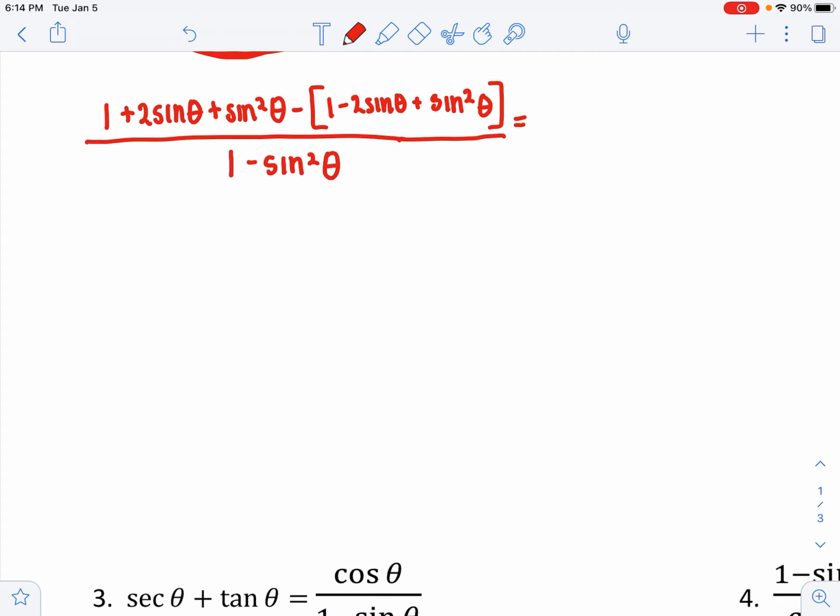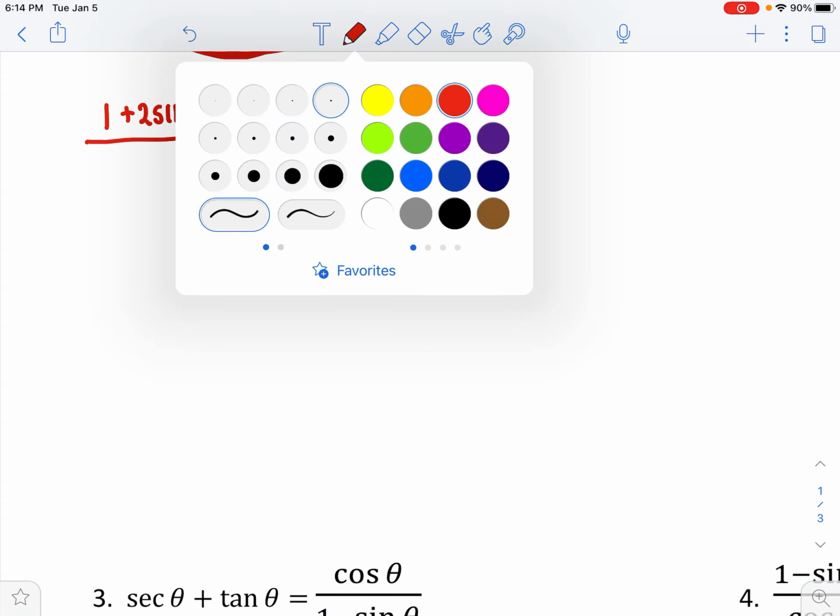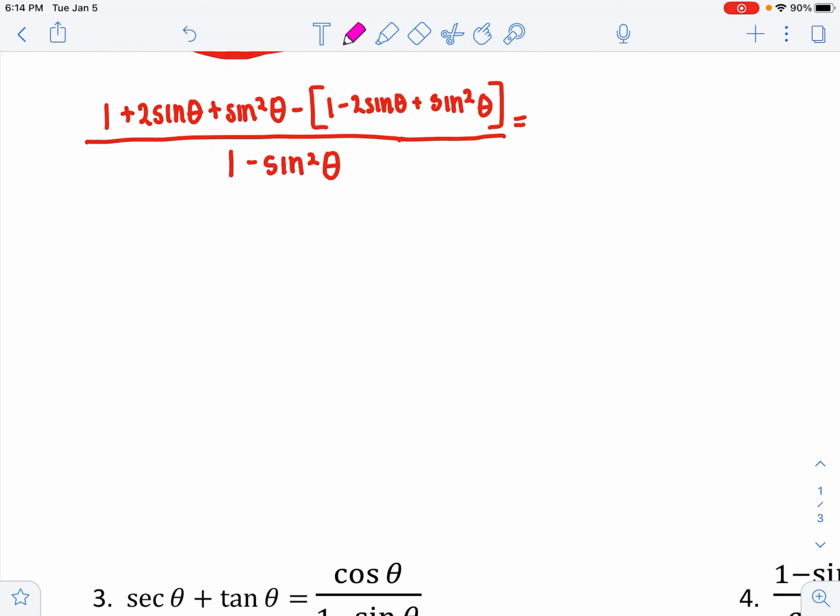So now I have this, okay? So what can I do in my numerator? Well, I can distribute that negative. I can subtract everything. So that's what I'm going to do. I'm going to subtract everything. So I'm going to change it to plus by distributing the negative. This becomes a minus. This becomes a plus. This becomes a minus. And now in my numerator, I can combine like terms.